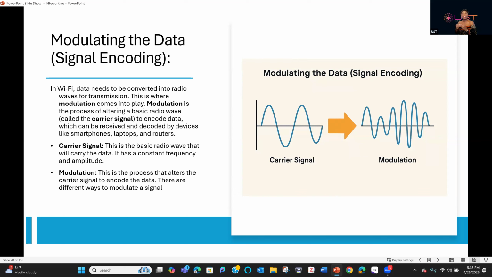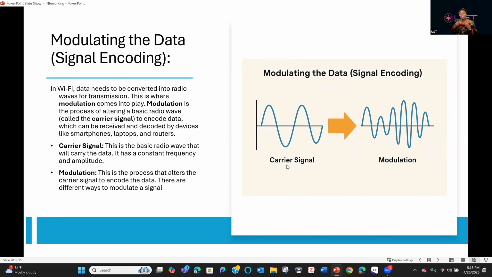Modulation is a process of altering a basic radio wave called the carrier signal, right here. These are the carrier signal, and this is the modulation. Now we start talking about AM, FM, or phase, right? To encode data which can be received and decoded by devices like smartphones, laptops, and routers. Carrier signal. What's a carrier signal? This is the basic radio wave that will carry the data. This is it. So it carries the data.